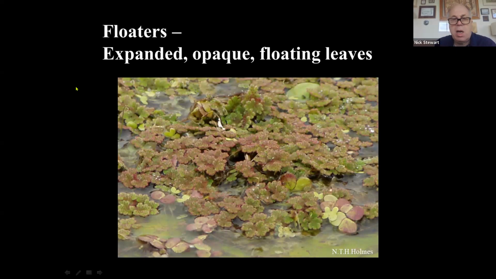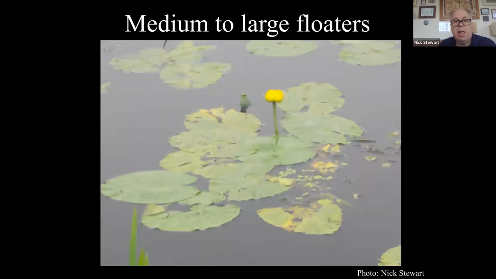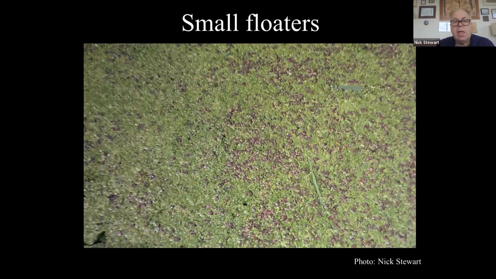Floating leaf species are ones that sit on the surface of the water and have opaque leaves, unlike some of the underwater leaved ones, which are more translucent. These have a proper cuticle, and they sit on the surface of the water. And I've divided them into two groups, and we'll have a break between the two. In the first, I'll be tackling the medium to large species, things like water lilies and frogbit and the like. And in the second part, I will tackle the smaller ones, which are particularly the duckweeds.